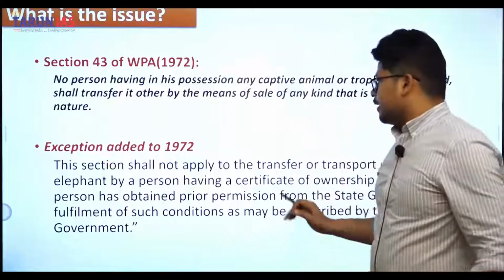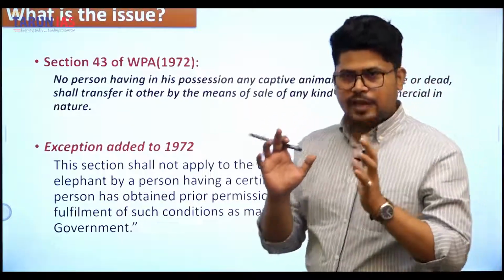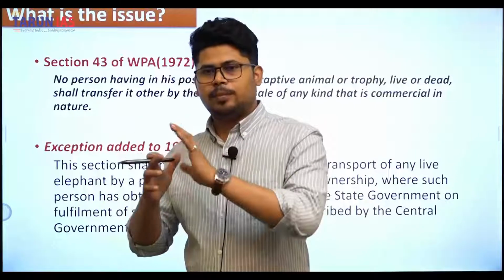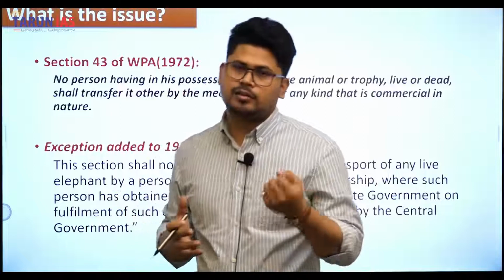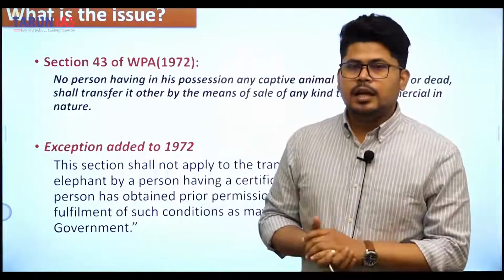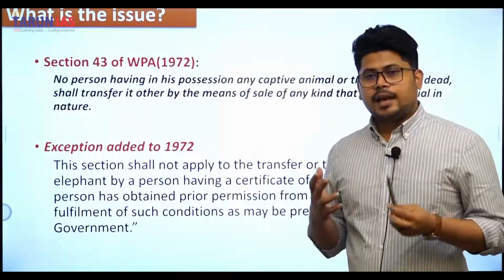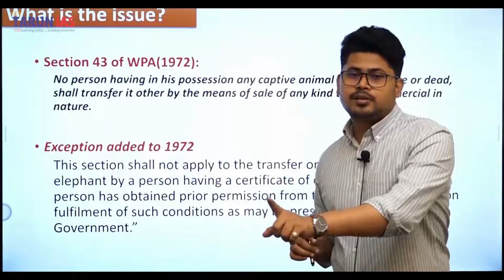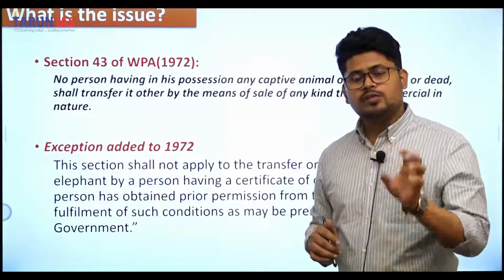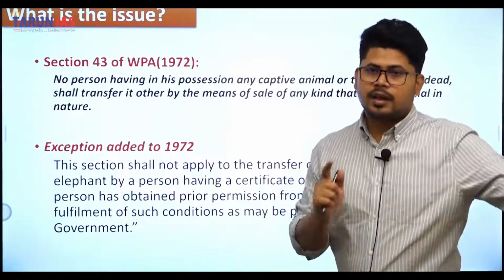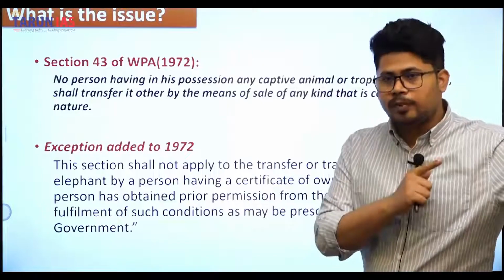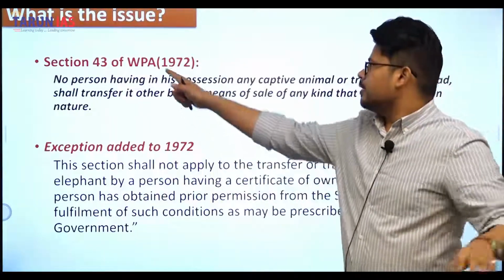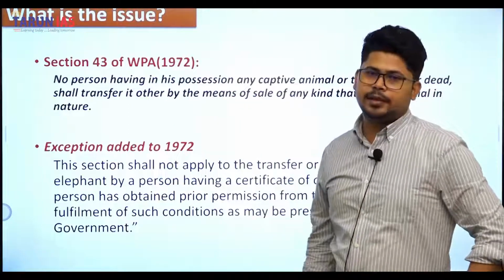That means if person A has a specific animal, a captive animal, or a hunted animal, like parts of an elephant, such as teeth, that is a trophy, right? So if a person has any kind of captive animal or a trophy, he cannot transfer that to another person through a transaction which is commercial in nature. That means a captive animal or a trophy cannot be bought or sold. It cannot be traded. Okay? That is Section 43 of WPA 1972.